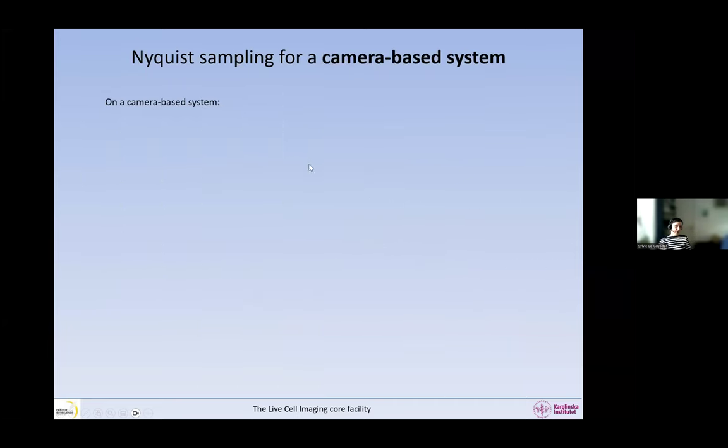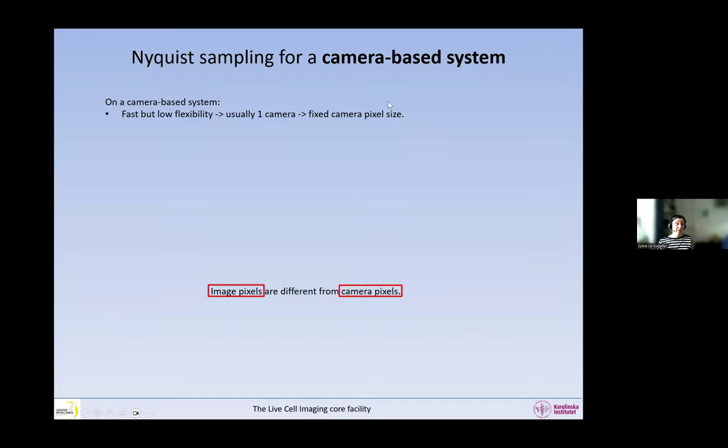So what about the camera? On the camera-based system, we are very fast, but we do not have this flexibility. We mostly cannot change the pinhole size. In general, we have only one camera and therefore a fixed camera pixel size. Now this is confusing, but the image pixels are different from the camera pixels, okay?